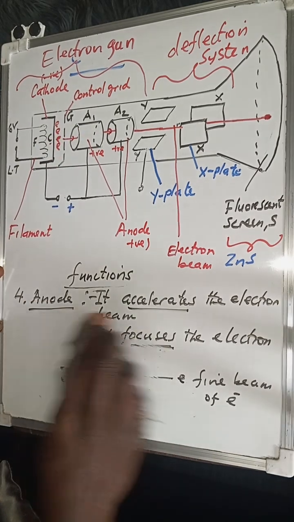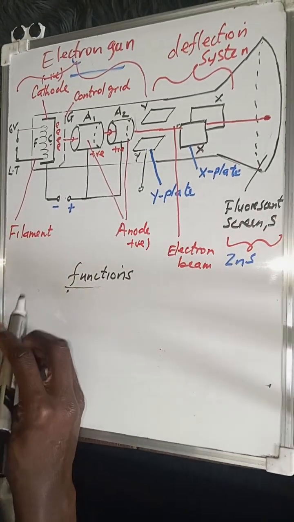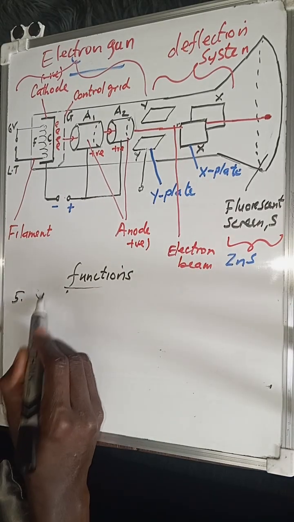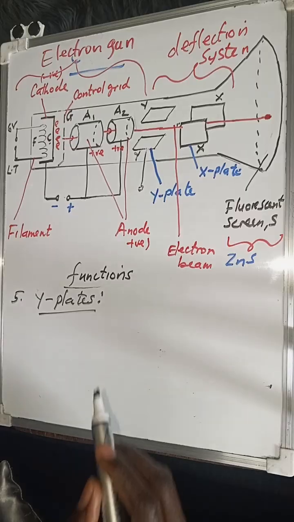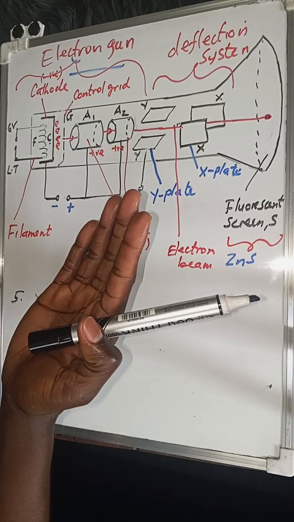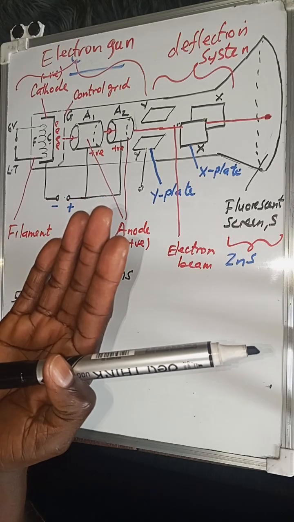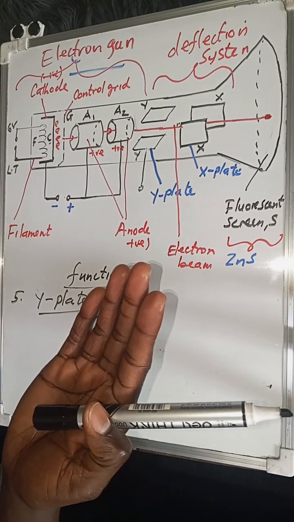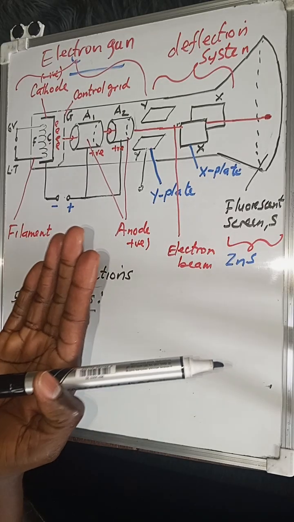Once the electron beam passes through the anode, what is going to happen now? Well, it will reach those plates. That should be 5. So it will reach what we call the Y plates. What will happen in the Y plate? Remember, the Y plates are horizontal like this. Once the voltage is applied across the Y plate, the electron beam will be deflected up or down. So it can go up or down. That is what we mean.